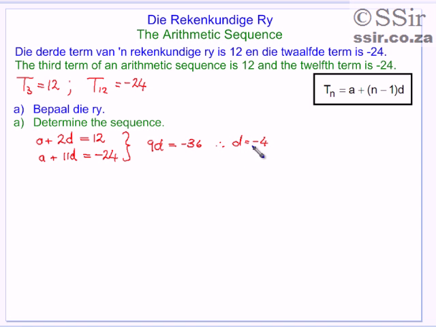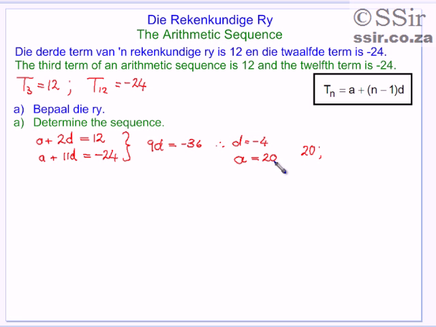This value of d equals minus 4 I can substitute into any of these two equations and get a final value for a. If we substitute d as minus 4 in the first equation, then I get a plus minus 8 equals 12, and I get a being 20. Now we've established that the value of the first term is 20.